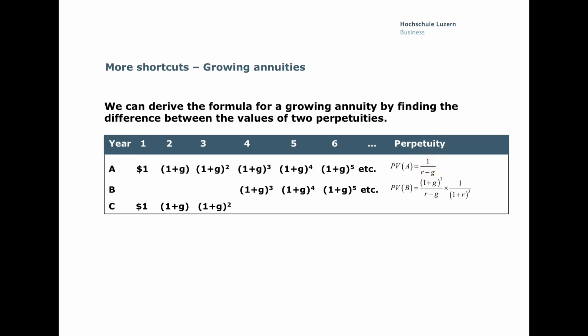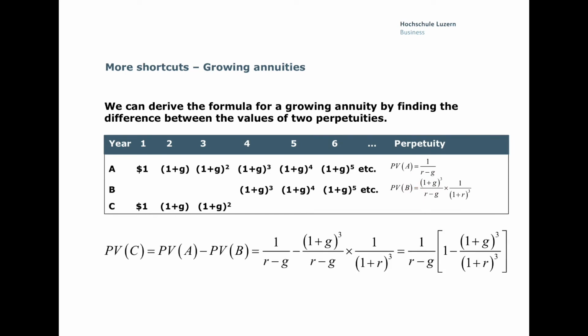The second perpetuity starts its cash flow payments in year 4 with a cash flow of (1 plus g) to the power of 3 and grows at a constant rate g. The discounted perpetuity is then given by the following expression. The present value for a 3-year growing annuity can be computed as the difference between growing perpetuity A and growing perpetuity B.